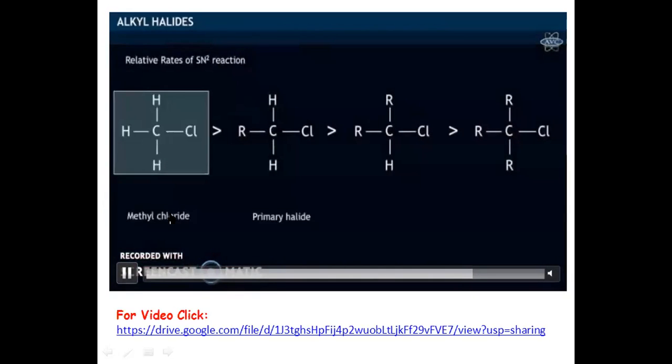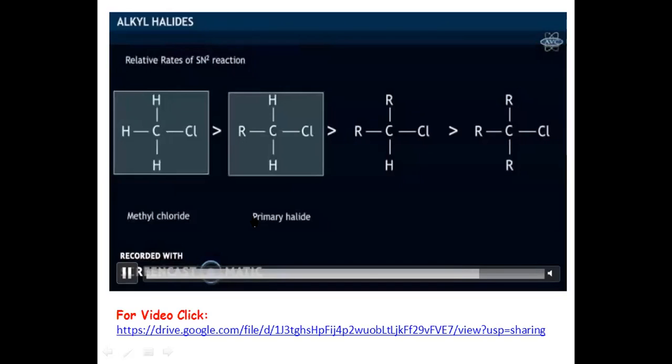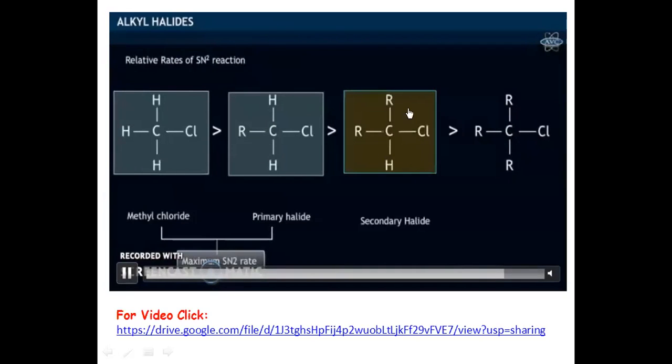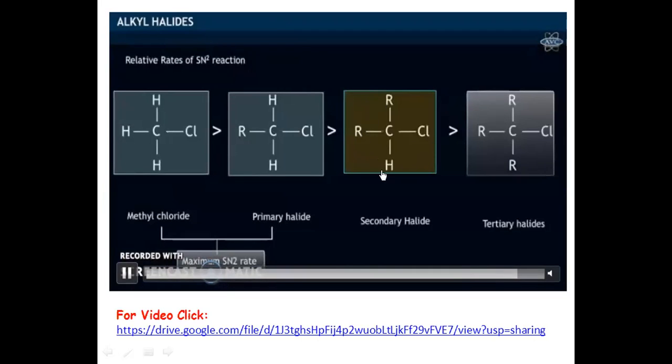So methyl group is a primary. This is a primary alkyl halide. They will always undergo SN2 type of reactions. Secondary alkyl halide is a question mark. It depends upon what R groups are attached. Sometimes they go via SN1, sometimes they go via SN2, whereas tertiary alkyl halides will always undergo SN1 type of reaction. They will never undergo SN2 type of reaction.